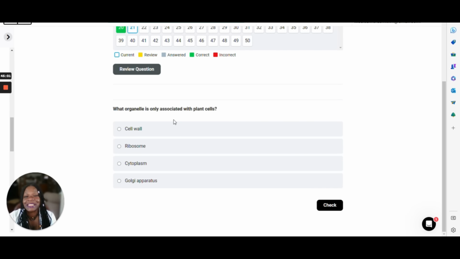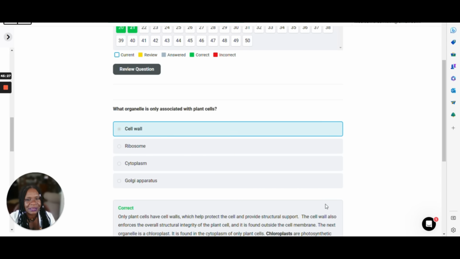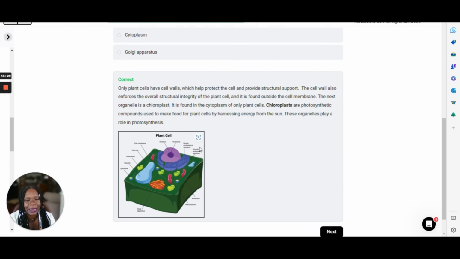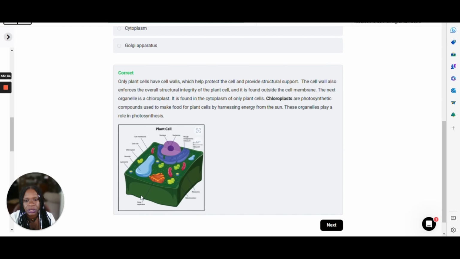What organelle is only associated with plant cells? Is it the cell wall, ribosome, cytoplasm, or the Golgi apparatus? Well, I can say this takes me way back to my elementary school science classes, and I know that the only organelle that is associated with plant cells is going to be the cell wall. And let's see what our answer key says here. Exactly. There is a plant cell and there is your nice cell wall on the outside.